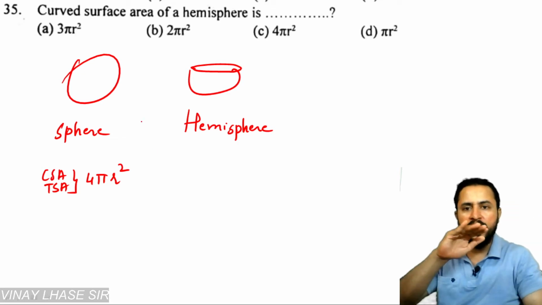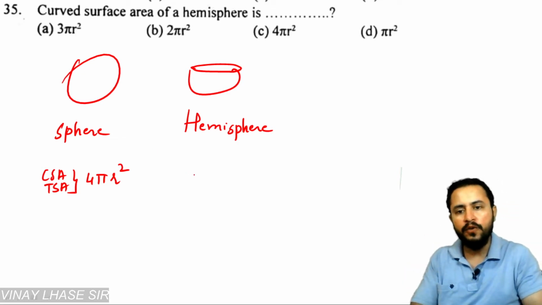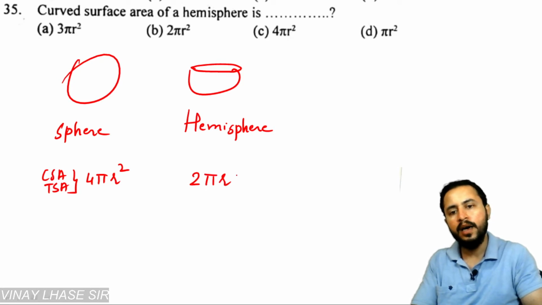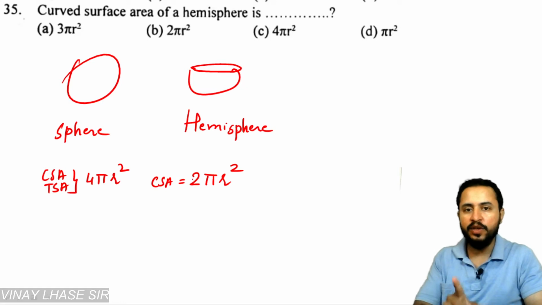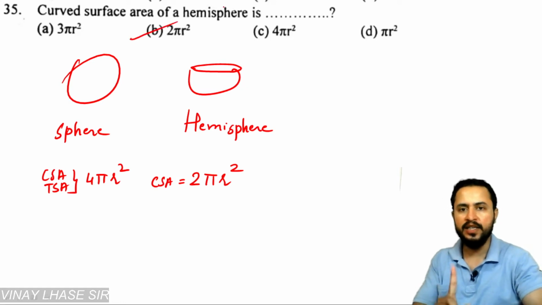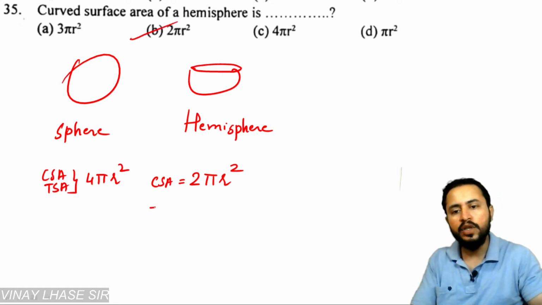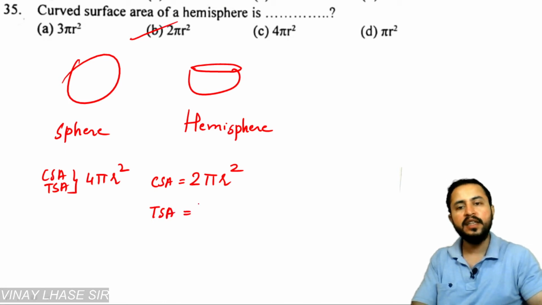So curved surface area in case of hemisphere is getting half. Half ho raha hai, matlab ye ho raha hai 2 pi r square ho raha hai. So CSA for hemisphere is 2 pi r square. So answer for this question is 2 pi r square. But sometimes if they ask total surface area, so total surface area kya hoga?